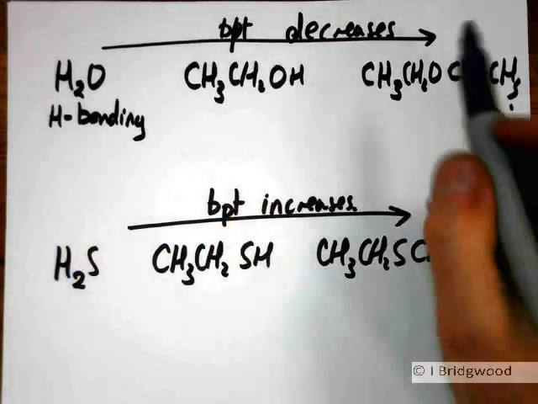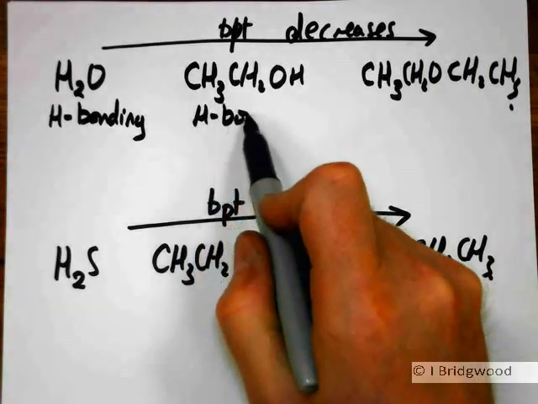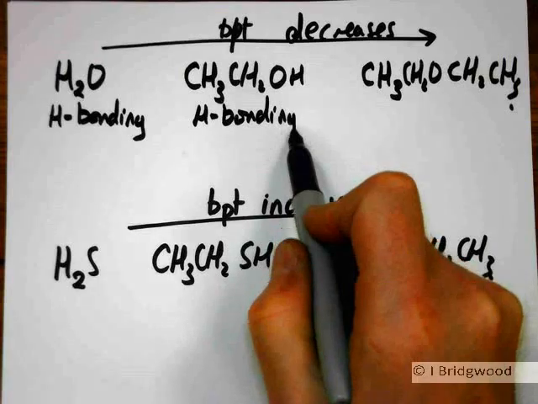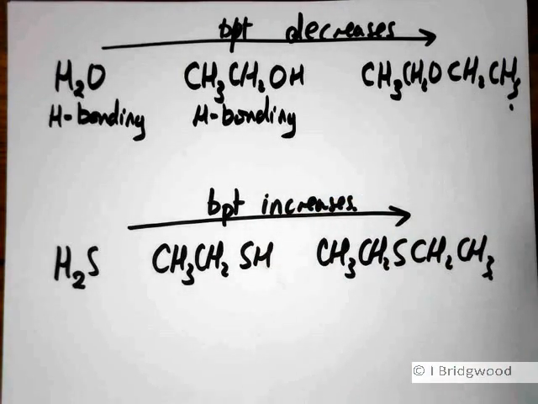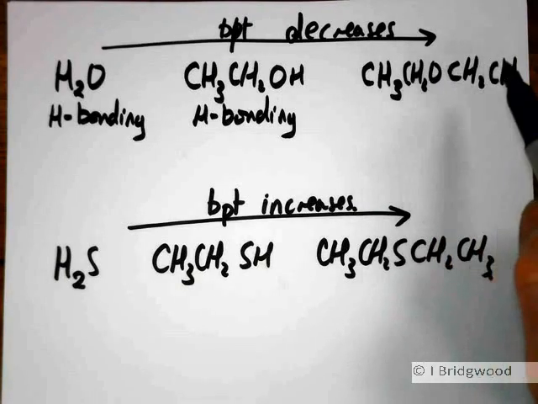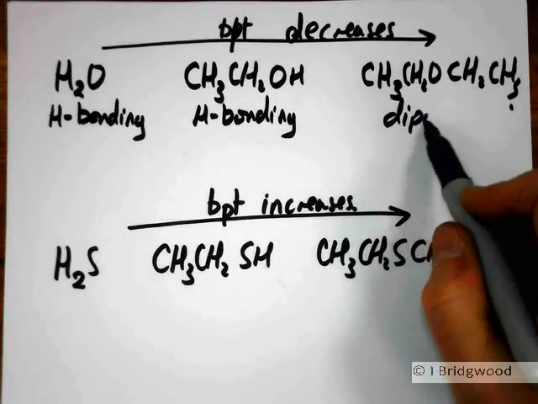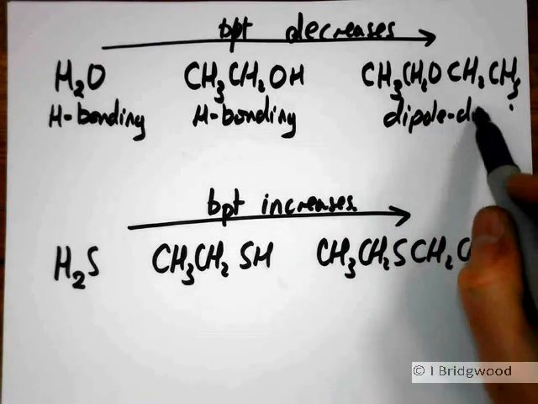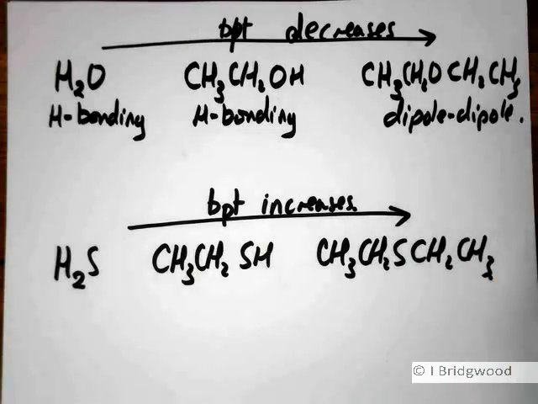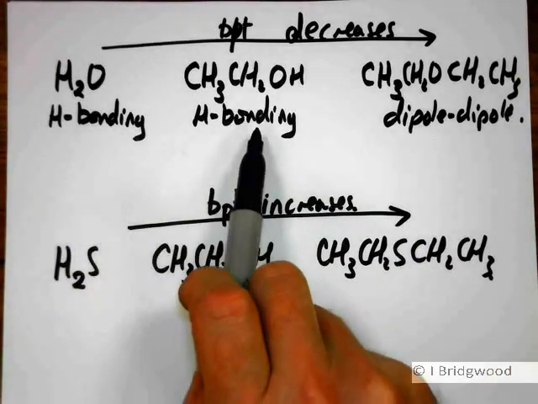and so will ethanol. Ethoxyethane will not, but because there's an electronegativity difference between oxygen and carbon, and it's a kind of V-shaped molecule around the oxygen, we have dipole-dipole interactions there. Now what about these two? Hydrogen bonding there, hydrogen bonding there.